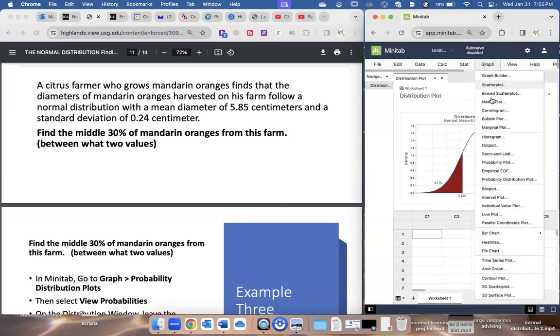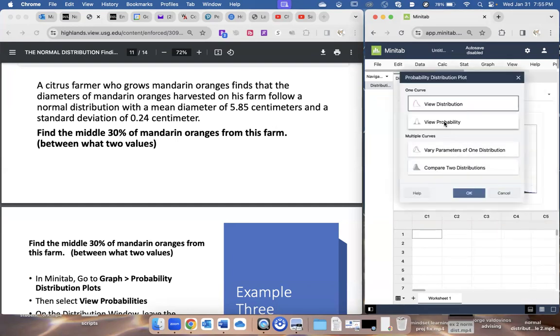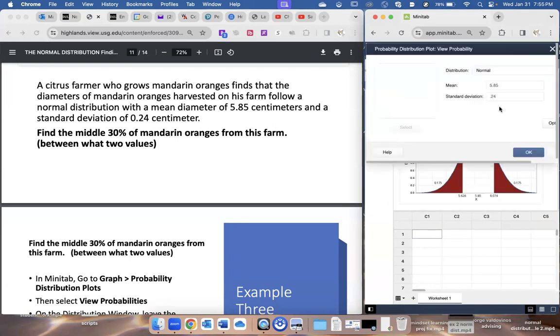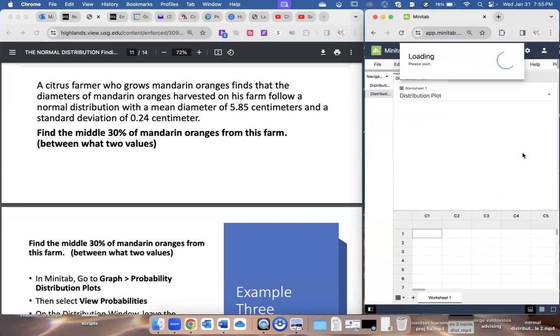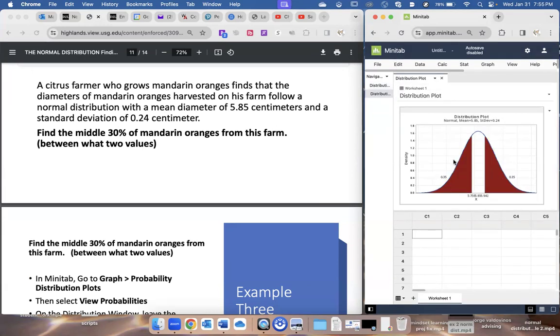So I need to go back to graph and do this again, but instead of putting in the 35% for each side, it's going to divide it by 2 for me if I choose equal tails. Click OK and OK, and now I have 35% out here, 35% out here, that's 70%, which leaves 30% in the middle. So that gives our answers down here.